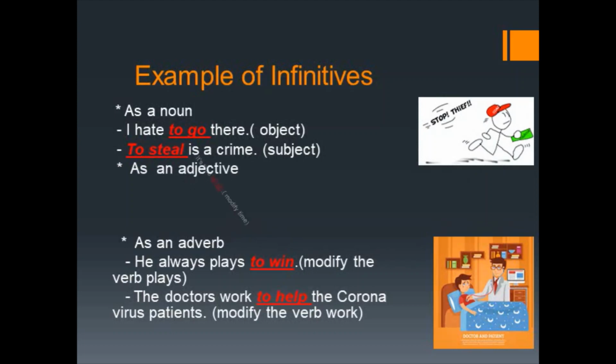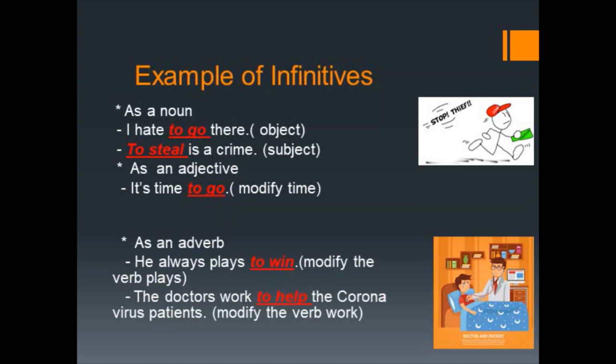It can also work as an adjective. It's time to go. We know the role of adjective. An adjective modifies a noun or a pronoun. So modifies means to tell you something about it. So it's time. Time is a noun here. So how is the time? To go. It's time to go.